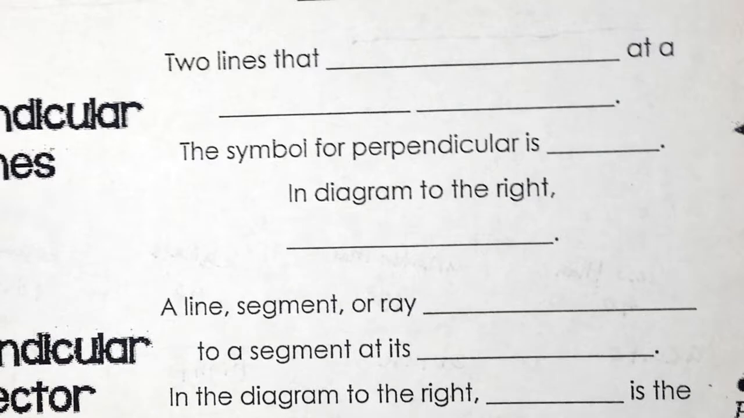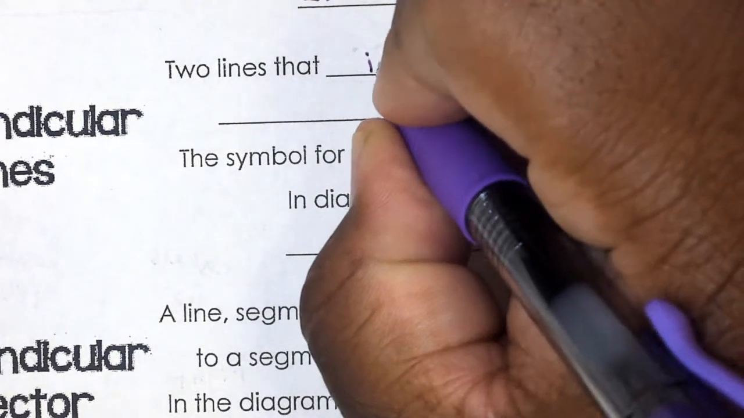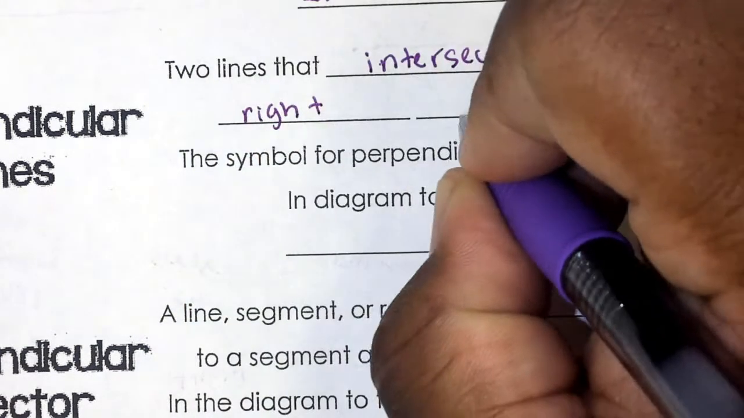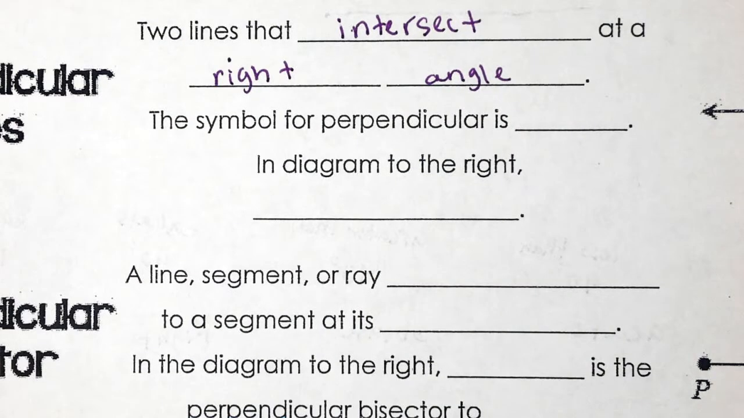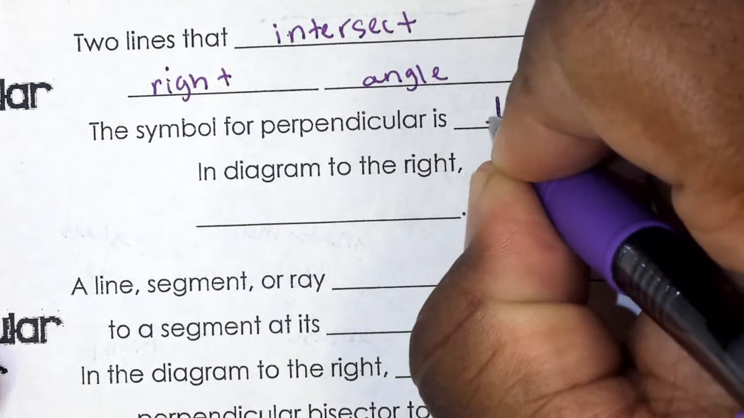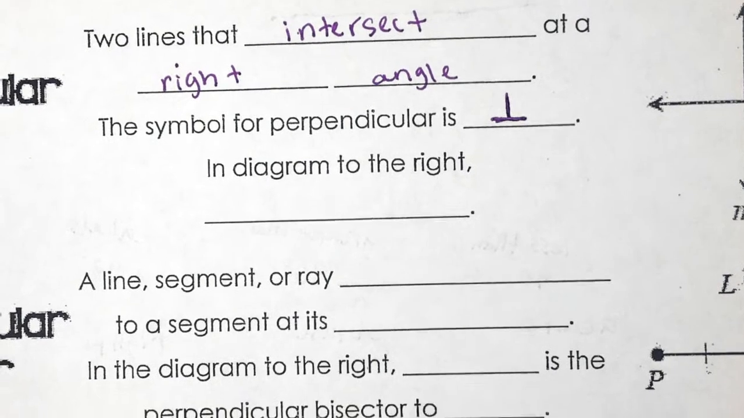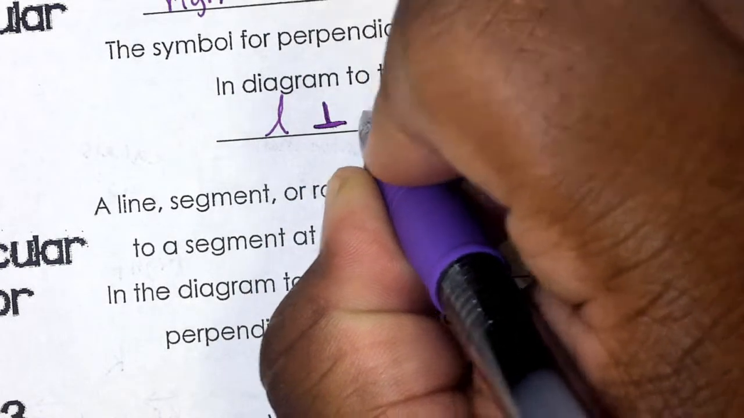Next one, perpendicular lines. Perpendicular lines are two lines that intersect at a right angle. The symbol for perpendicular looks like an upside down capital T. That's the symbol for perpendicular. Parallel was those two vertical lines you saw in the dictionary terms just now. This is perpendicular. So in the diagram to the right, you would write this as line L is perpendicular to line M.